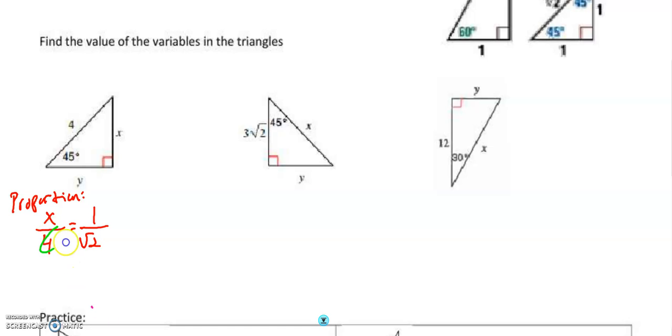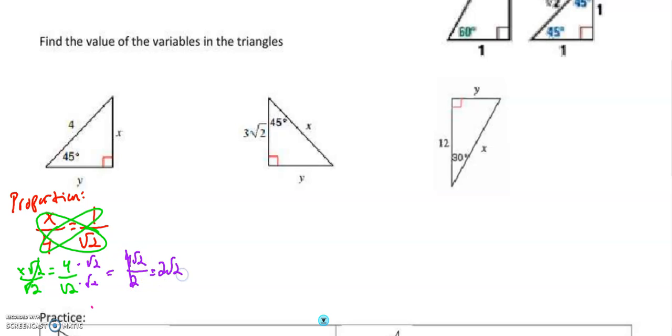And then we're going to cross multiply. We have x square root of 2 equals 4. Divide both sides by the square root of 2. Remember, we can't have square roots in the bottom, so we have to multiply top and bottom by the square root of 2. And we have 4 radical 2 over 2, which translates to 2 radical 2. And that represents the x. It also represents the y, because they're both the same. And that's the proportion method.